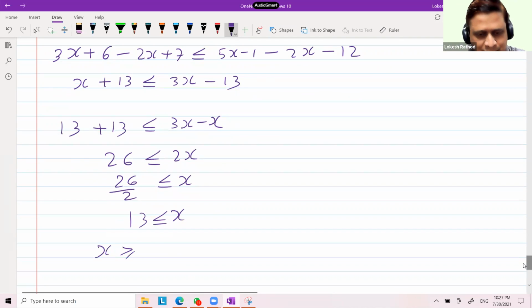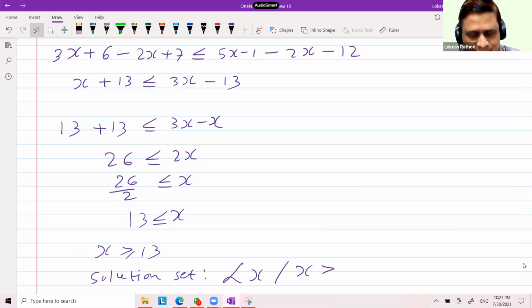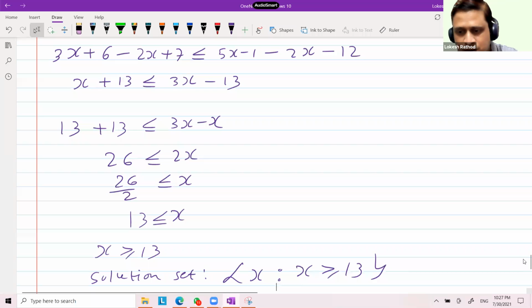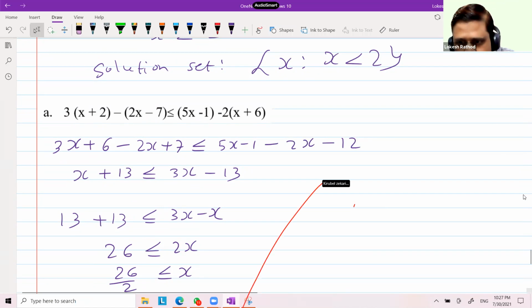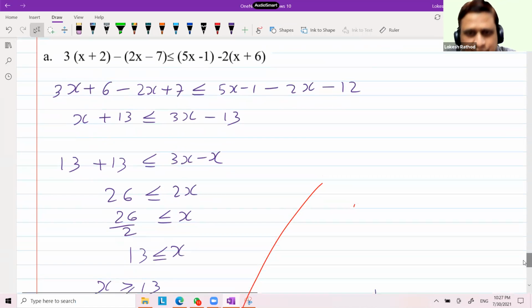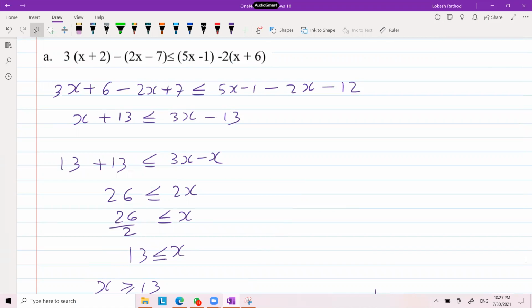I can write x greater than or equal to 13, or the solution set is all such x where x is greater than or equal to 13. I use this, or we can use this dot, anything can be used. Is this clear to you? Right? Anyone having any doubt? No. Okay. Next we have.